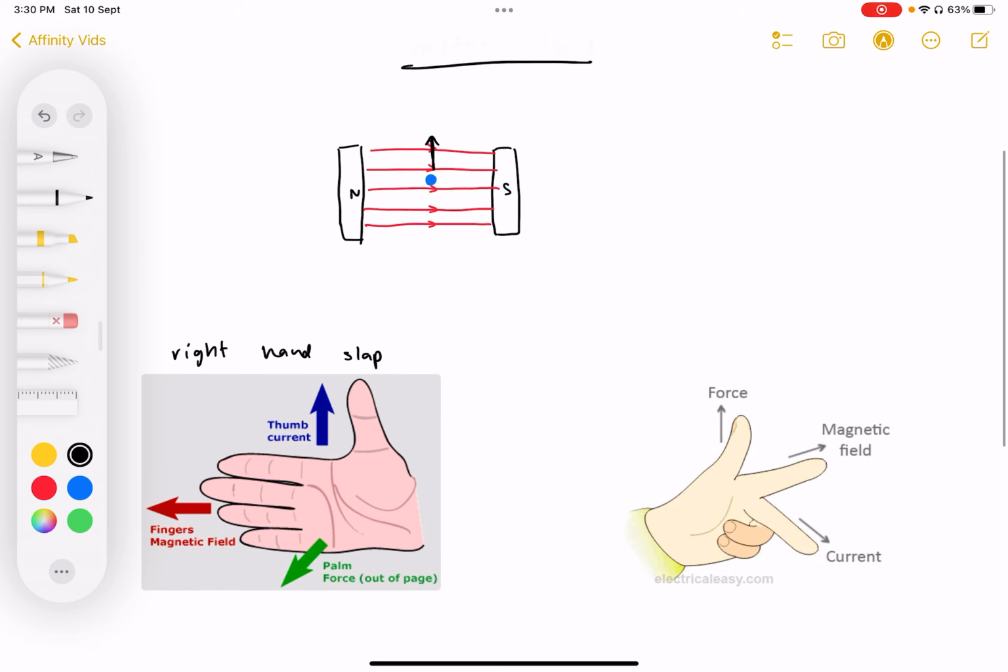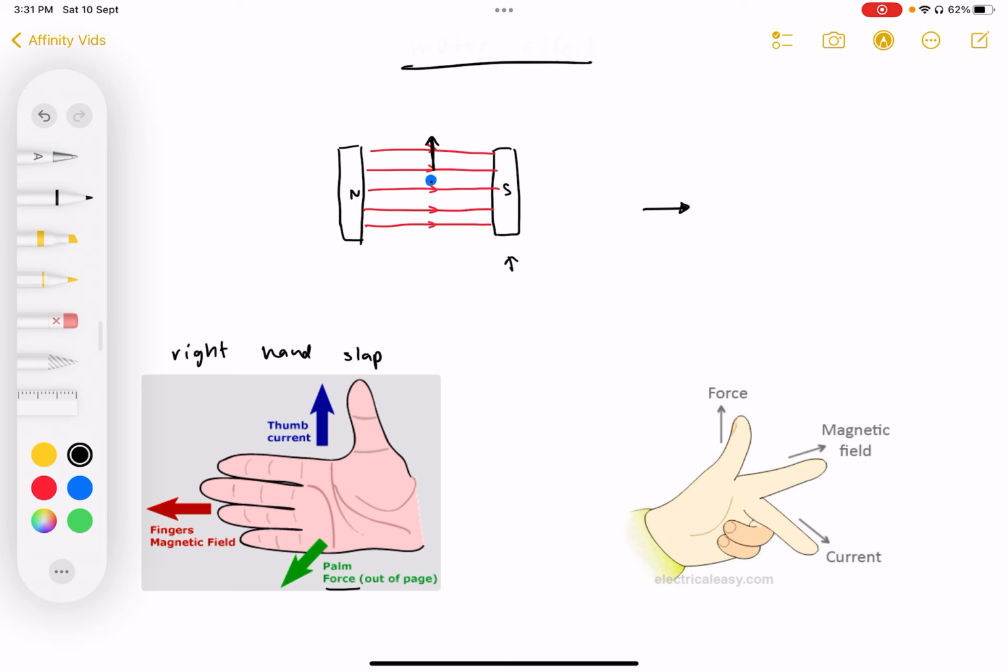So let's use the situation we used over here. Our four fingers are going to be pointing to the left, and let's say that this current is coming towards us. If the current is coming towards us, then the current is going to experience an upward force, because our palm represents our force, and that is pointing upwards. However, if this current is going towards the paper, then it's going to experience a downward force.